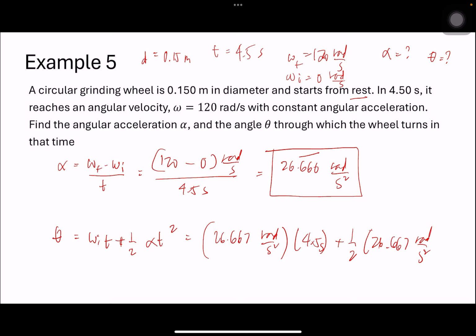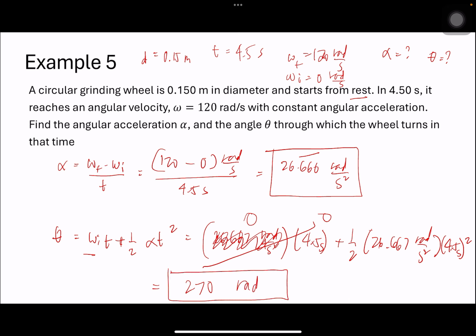The initial angular velocity is 0, so this will all be 0. I wrote the wrong value. Then the time 4.5 seconds squared, so it will just be 1/2 times 26.666 times the square of the time, so that will give us 270 radians. That will be your angular displacement.